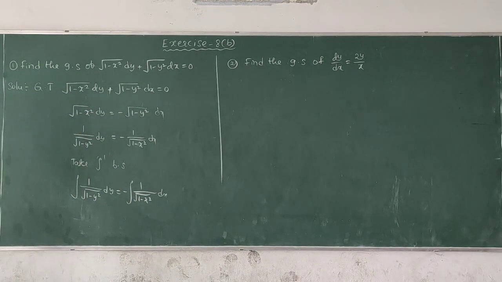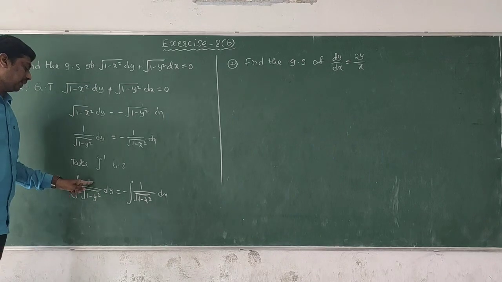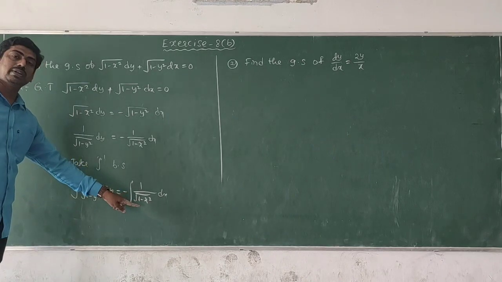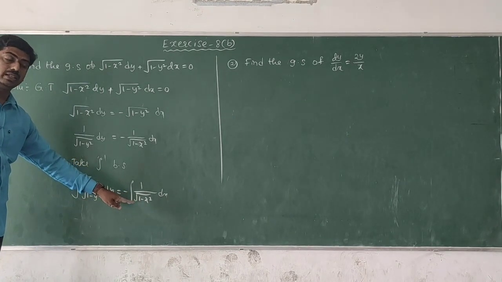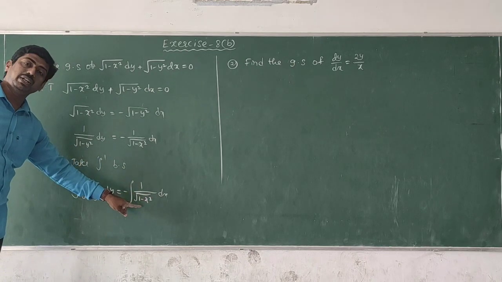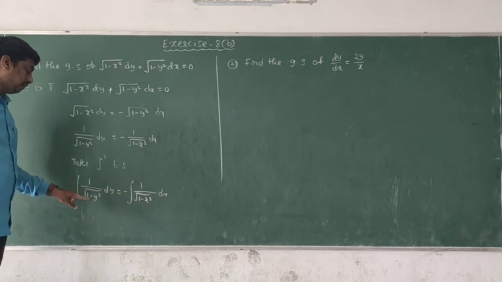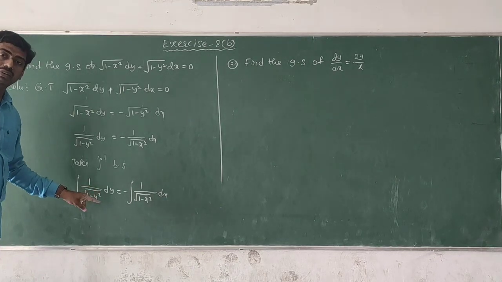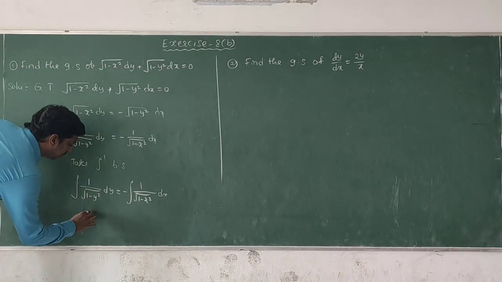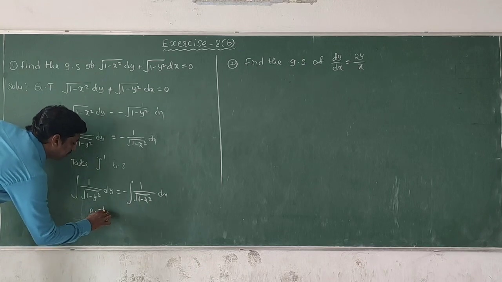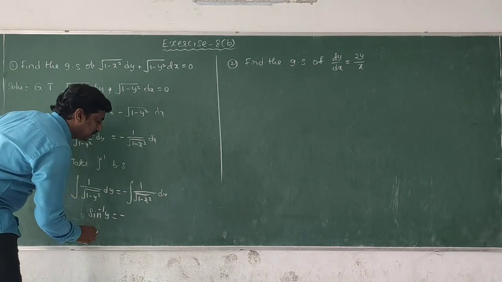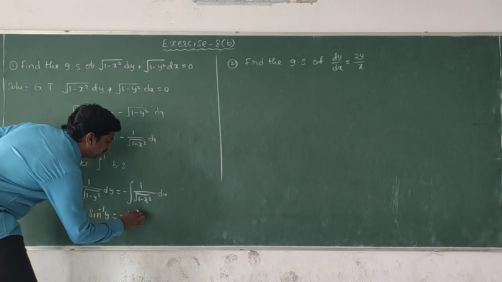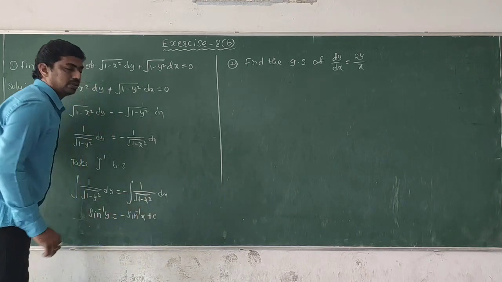Is it clear? Right. Now, what is the formula for the integration of 1 by square root of 1 minus x square? Very good, sine inverse x, with respect to x. That's why we need to write sine inverse x here, and here with respect to y, the integration of 1 by square root of 1 minus y square dy is sine inverse y. So sine inverse y equals minus sine inverse x plus constant.